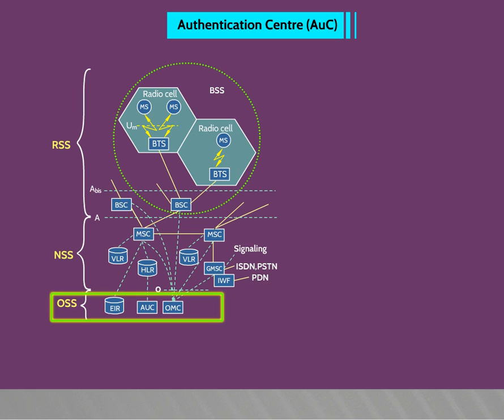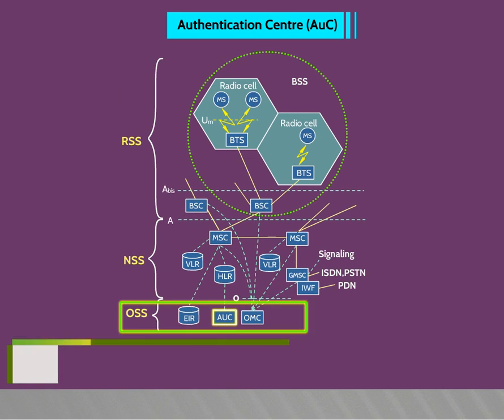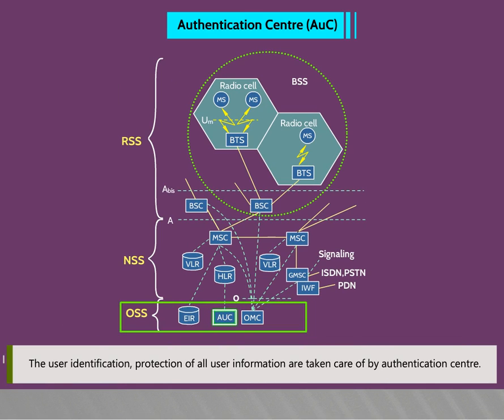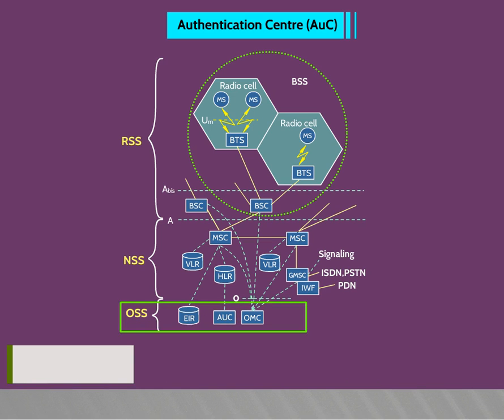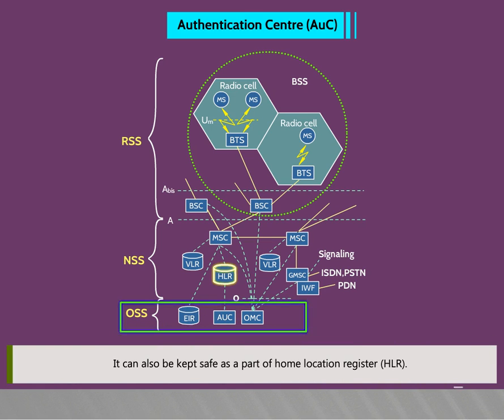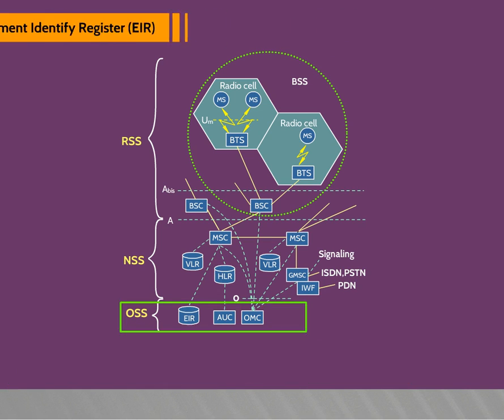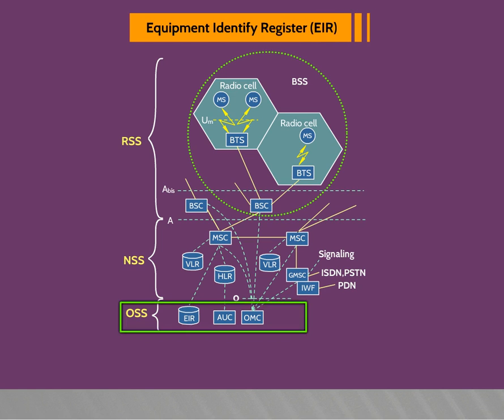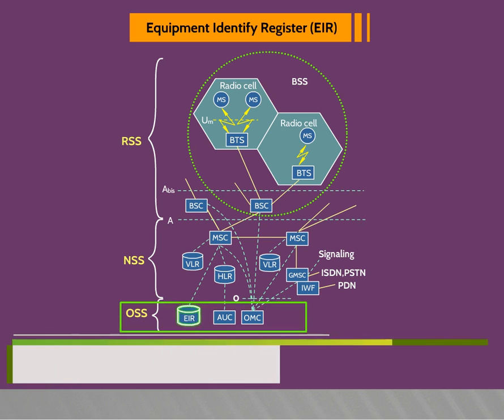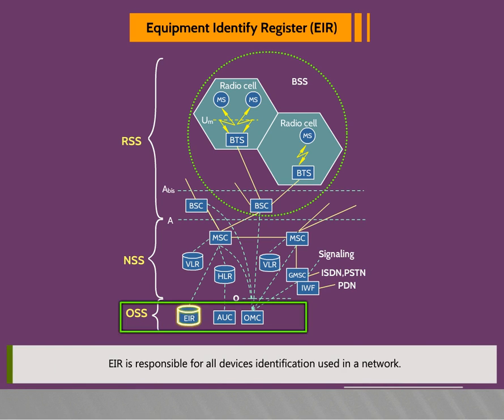Authentication Center, that is AUC. The user identification and protection of all user information are taken care of by Authentication Center. It can also be kept safe as a part of Home Location Register, that is HLR. Equipment Identity Register, that is EIR. EIR is responsible for all devices identification used in a network.